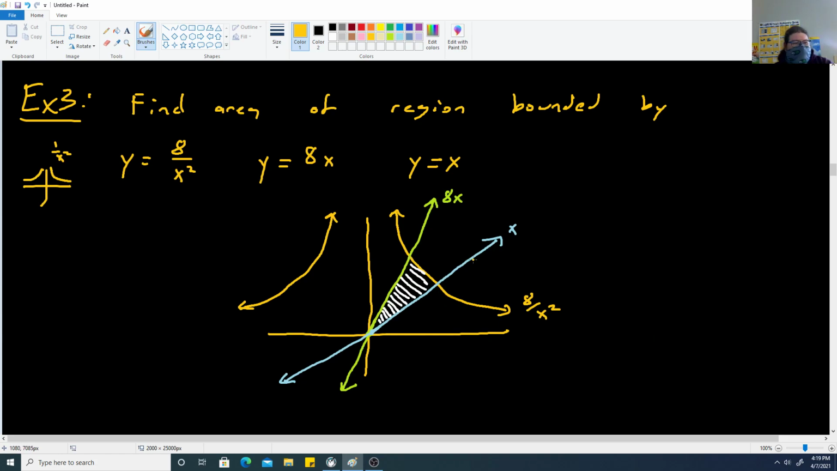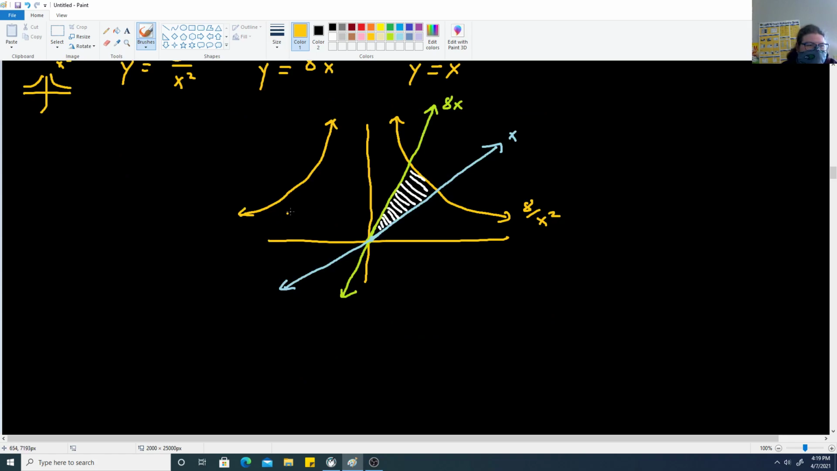So there's going to be a couple pieces of information we need in order to solve this. I need to know, where is this intersection? What is the x coordinate of that intersection? And since the top function changes from 8x to 8 over x squared right here, we're going to have to split the area of this expression. Use two different colors here. We're going to have to split our integral right through the middle.